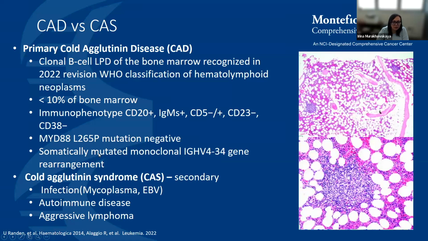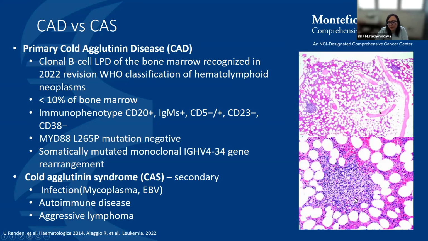In contrast, cold agglutinin syndrome is typically a secondary disease, which can be seen in the setting of infection, such as mycoplasma or Epstein-Barr virus, autoimmune disorders, or an aggressive type of lymphoma. Here on the right, you can see a low power view of a bone marrow biopsy with a small lymphoid aggregate in a patient with cold agglutinin disease.